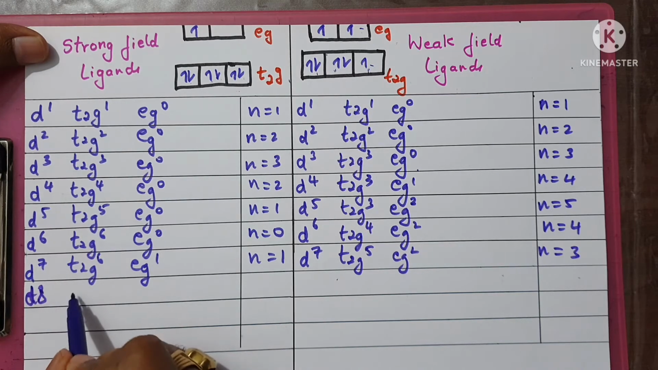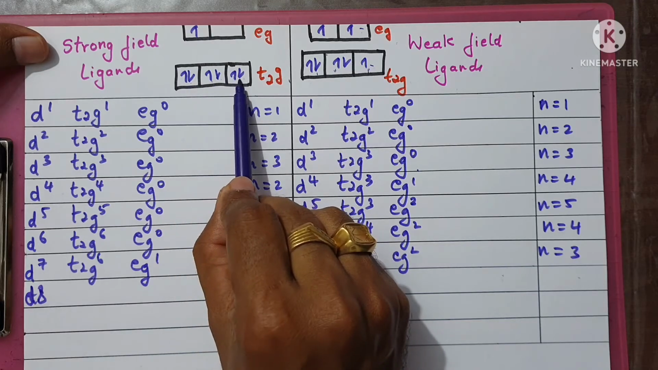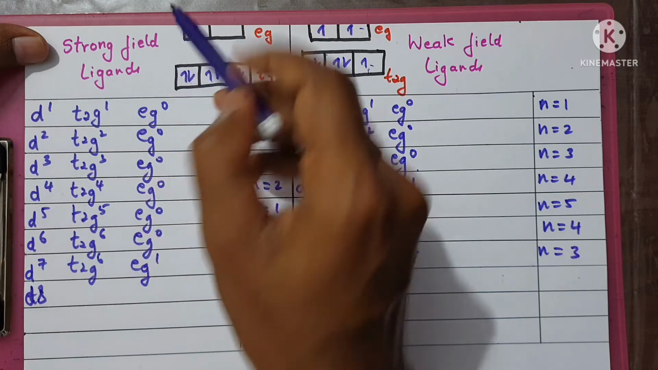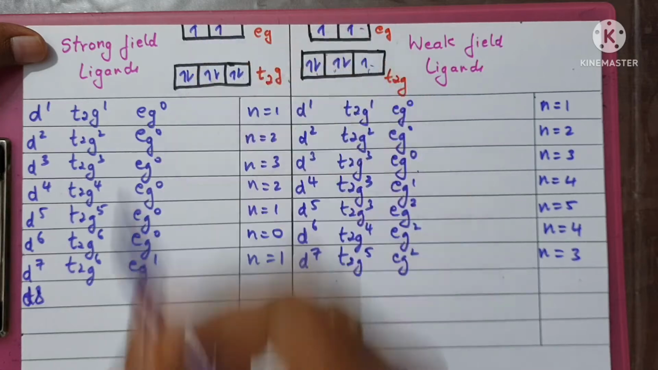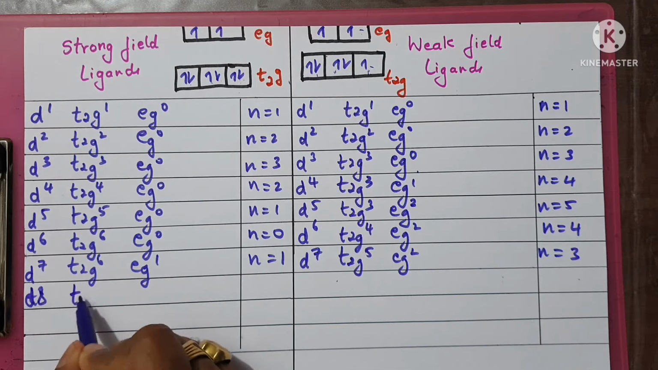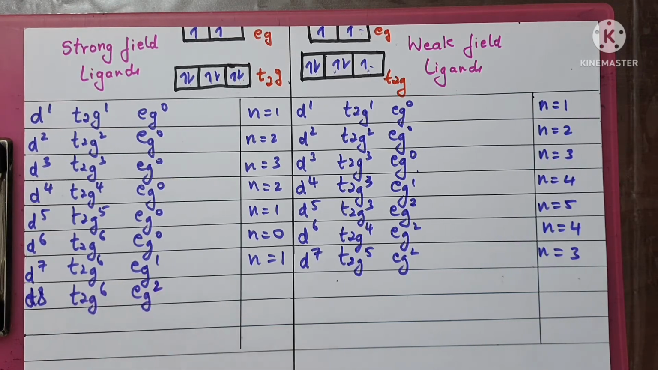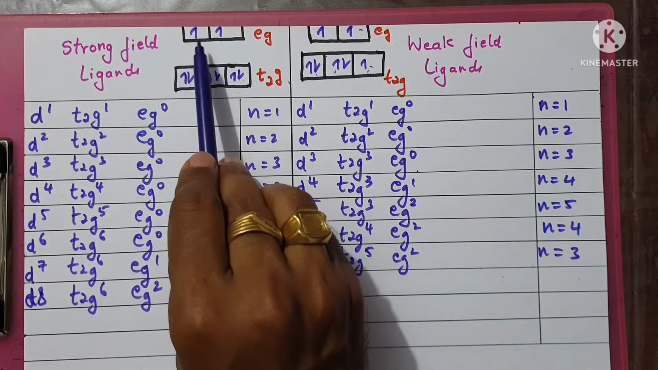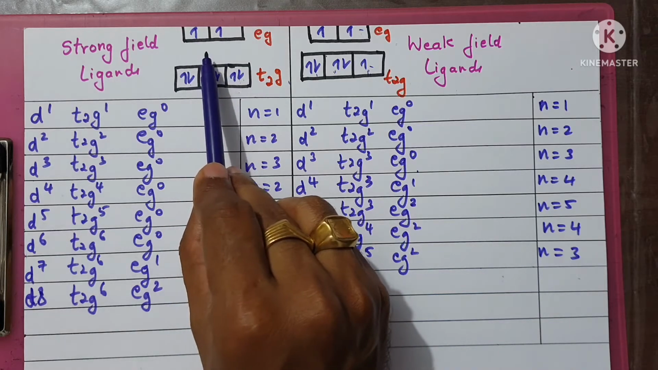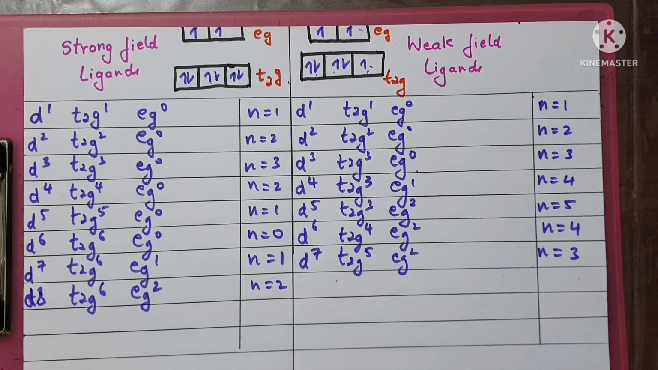D8: 1, 2, 3, 4, 5, 6, 7, 8. So how many electrons are here? t2g6 and here eg2. And how many unpaired electrons? Here it is, 2 unpaired electrons. So I'll write n is equal to 2.